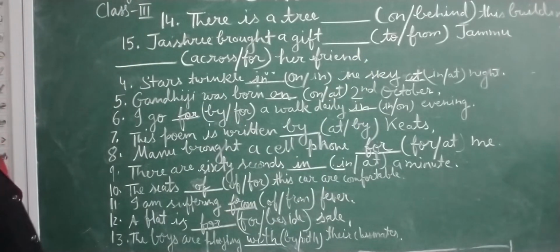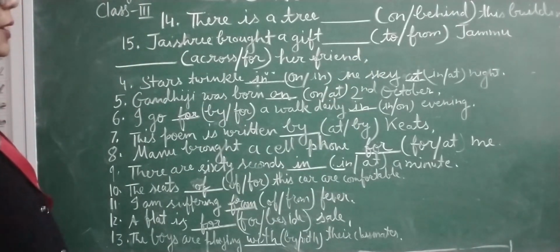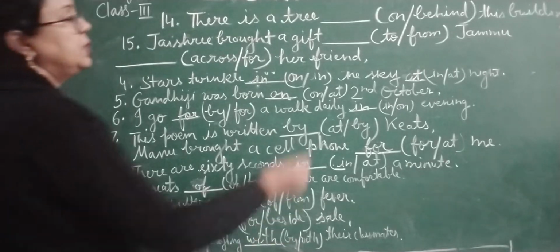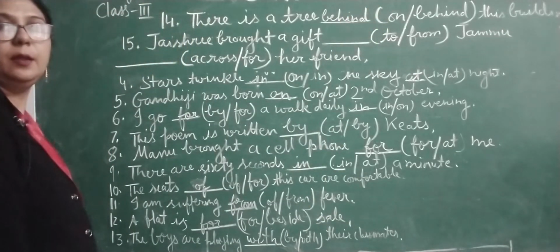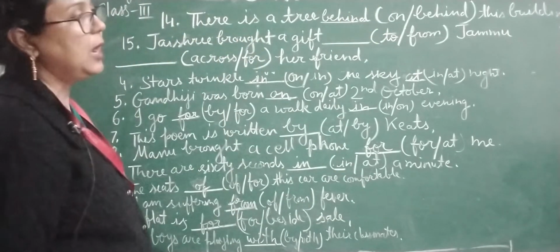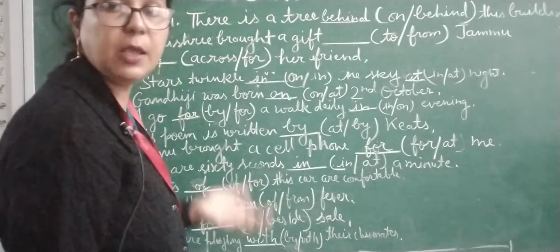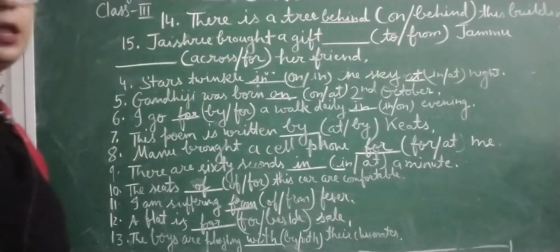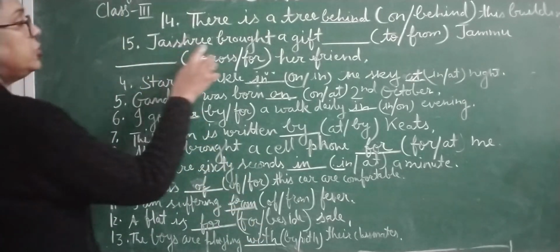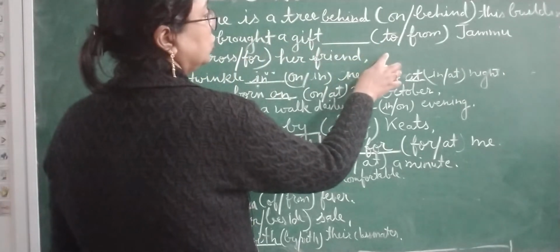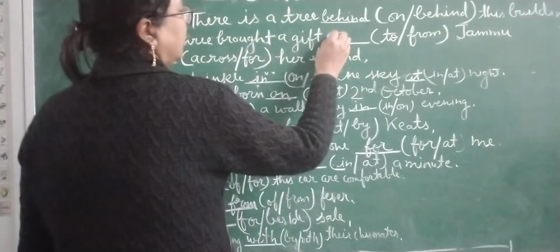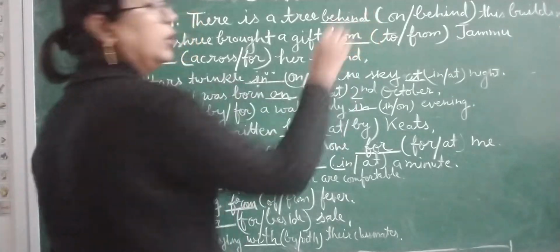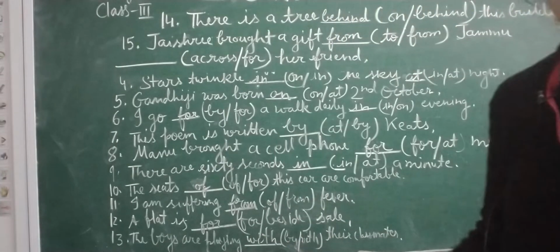Okay children, now here there is a tree. This building. On we are not going to choose, behind this building. There is a tree behind this building. यानी इस building के पीछे एक tree है. Okay. Now the next one is Jayashri brought a gift to Jammu or from Jammu, because it is giving the place, so that is why we will write from Jammu. Okay children. So now we have completed this exercise.